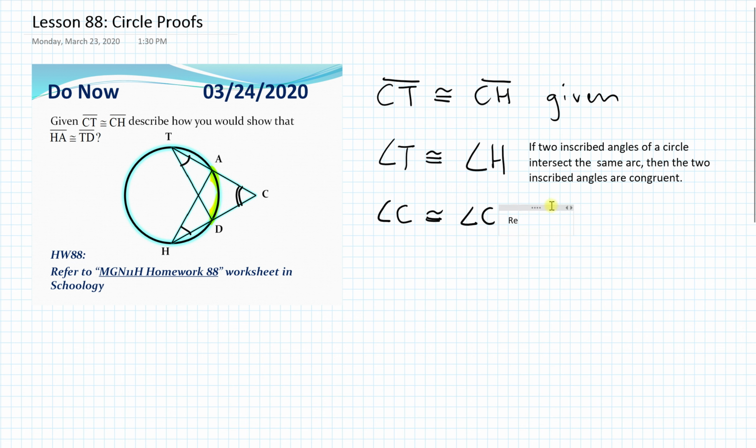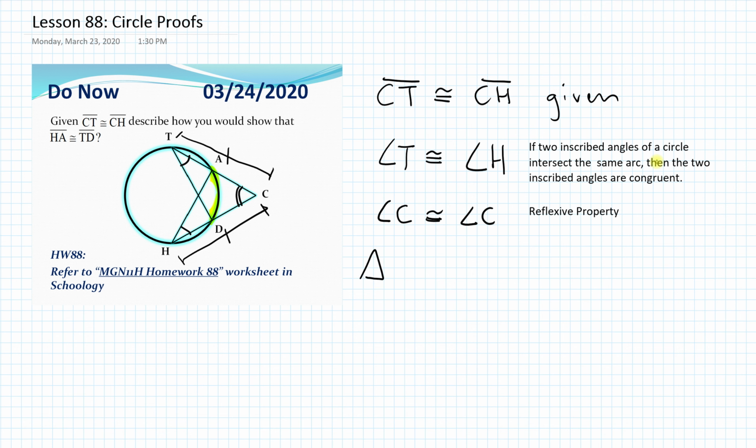So let's write this in. Reflexive property. Okay. Now, if you look at the given that segment CT is congruent to segment CH, and then we have these two angles that are congruent, then we can prove the two triangles that are overlapping to be congruent as well, using the ASA postulate.